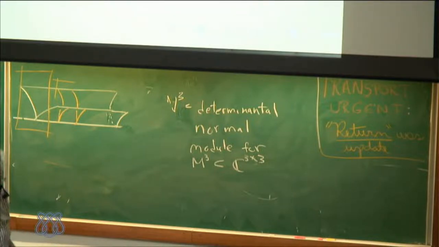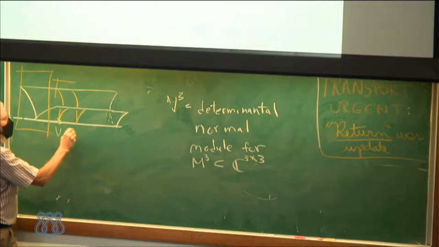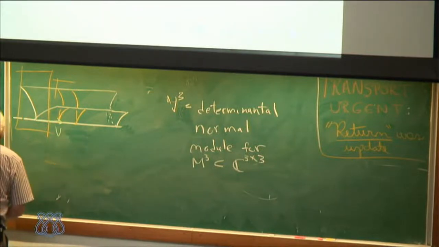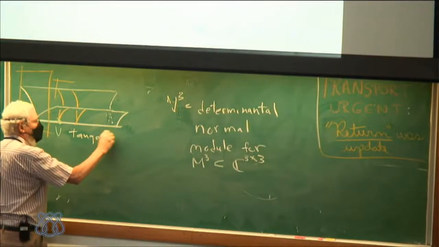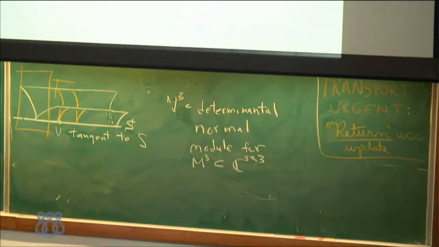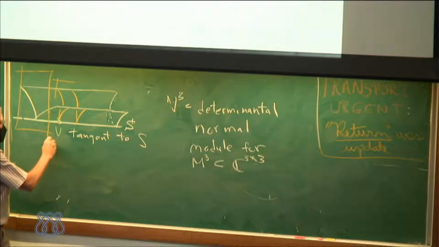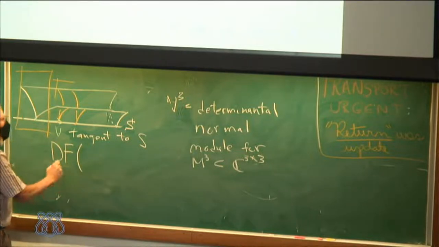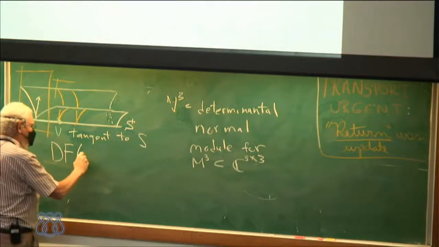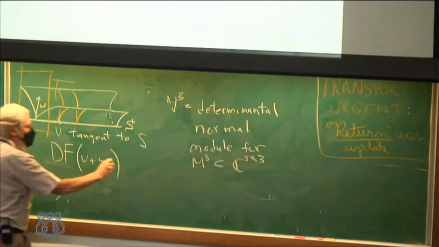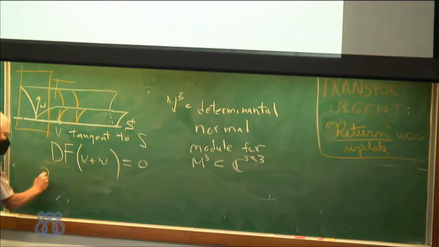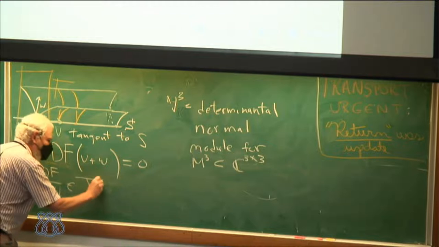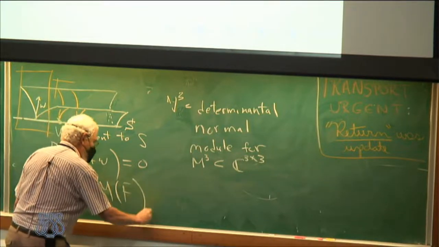Now, if it's analytically trivial, what does that mean? Well, here's a vector, V, along S. There's S in my picture. If it's locally trivial, then that means if I have F, there has to be another vector field. And I can prove that I can take this other vector field in here. Let's call that V plus W. Because if this is zero, that says that the partial of F with respect to V is contained in the Jacobian module of F, V.